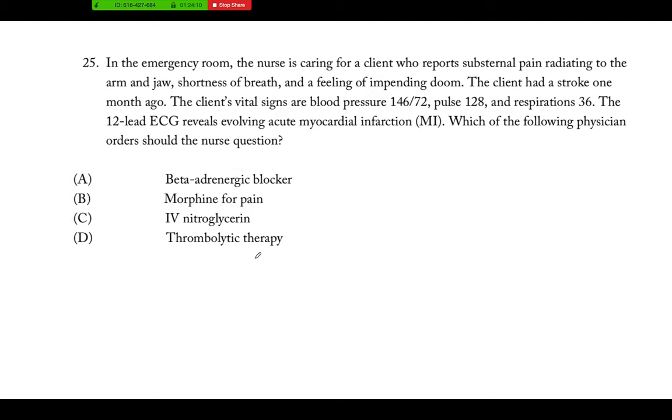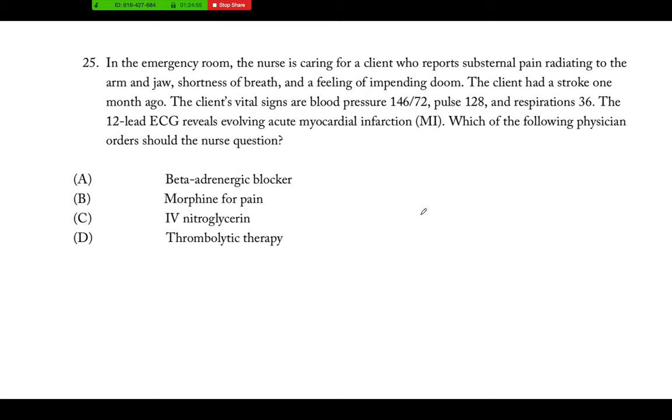Not shortness of breath. Believe it or not, that's one of the symptoms of a heart attack as well, a feeling of impending doom. Sounds pretty dramatic. You're absolutely right. Yeah. Good.